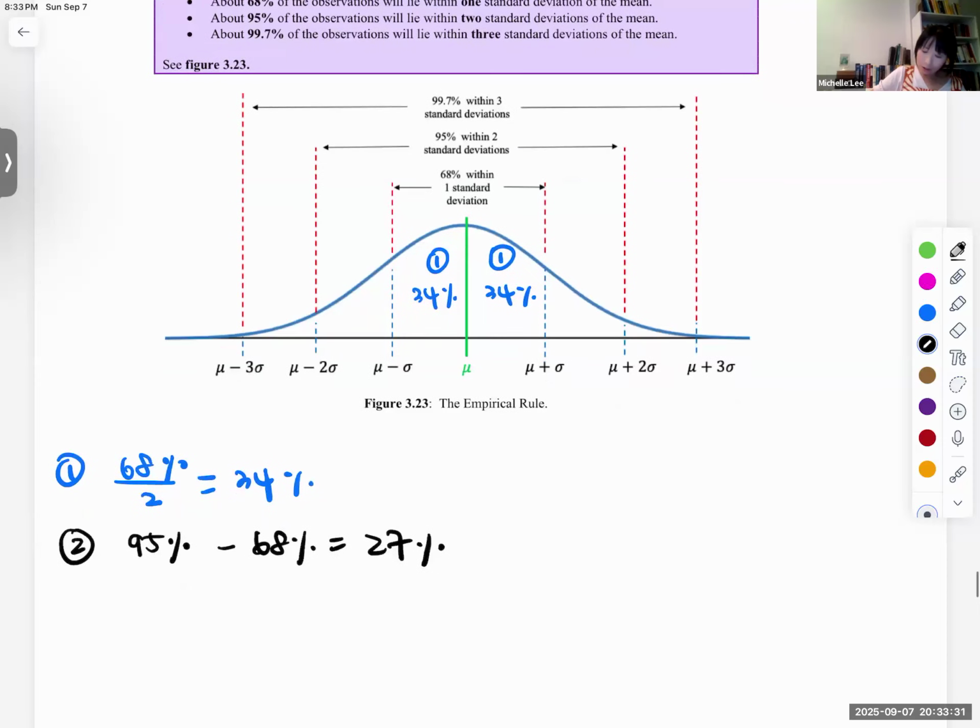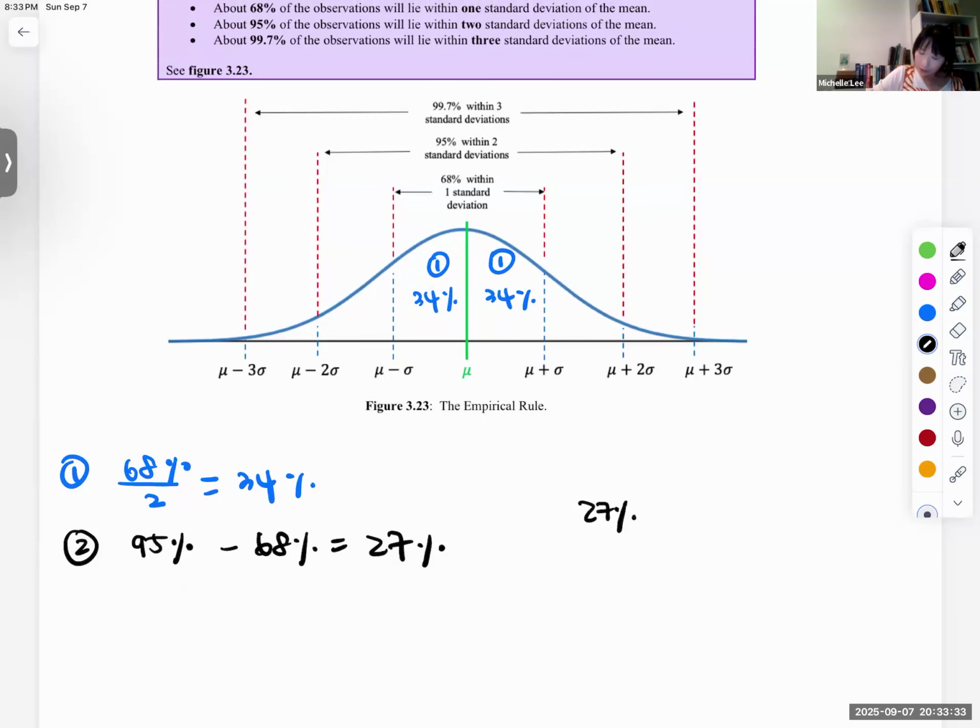But then we have to divide, right? 27% divided by 2, which is 13.5%, right? So there will be 13.5% and 13.5%. Yeah, that segment. Yes?